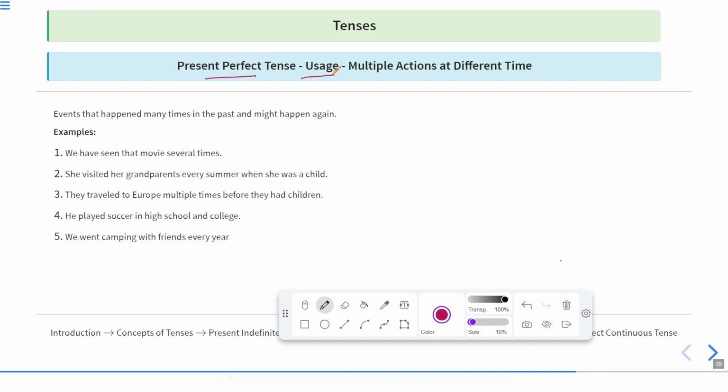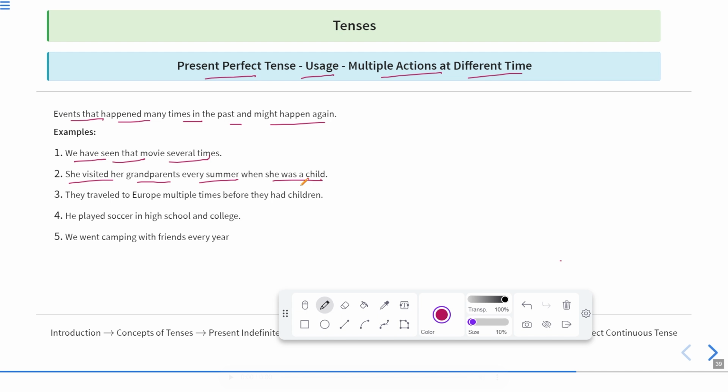Present perfect tense usage, multiple actions at different times. Events that happened many times in the past and might happen again. We have seen that movie several times. She visited her grandparents every summer when she was a child. So we have seen that movie several times. It means this action has happened several times in our life. When it occurred, we don't know, but it has happened in our life many times.